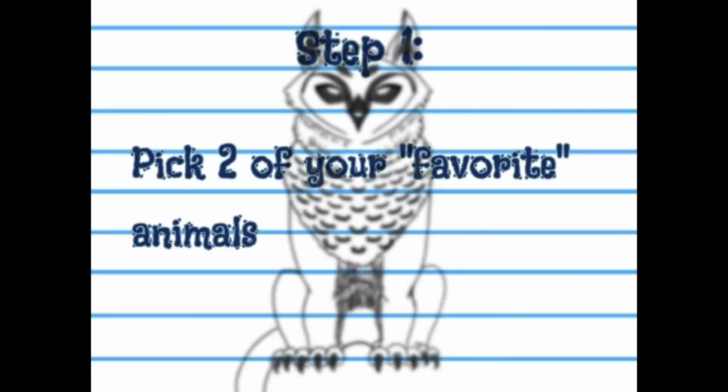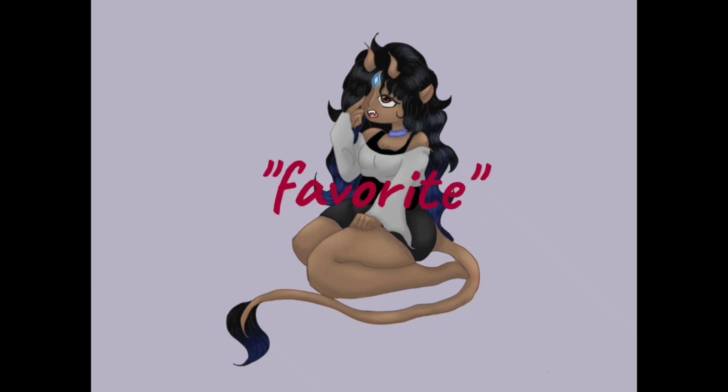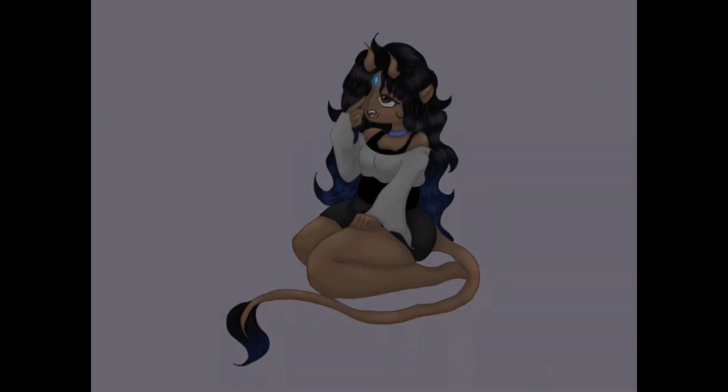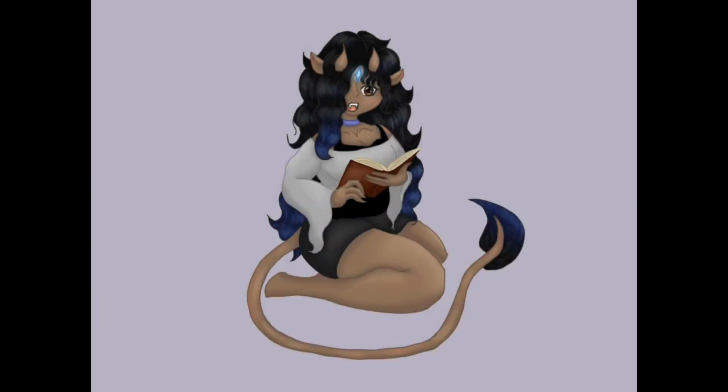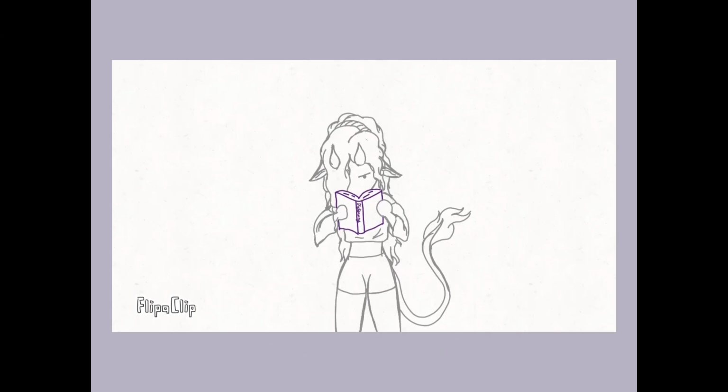Step 1. Pick 2 of your favorite animals. You see, I say favorites, but it's like in air quotes. This is a private circle, triangle, or whatever we're gonna go with. It's a shape. We're all in a big, gigantic shape here.